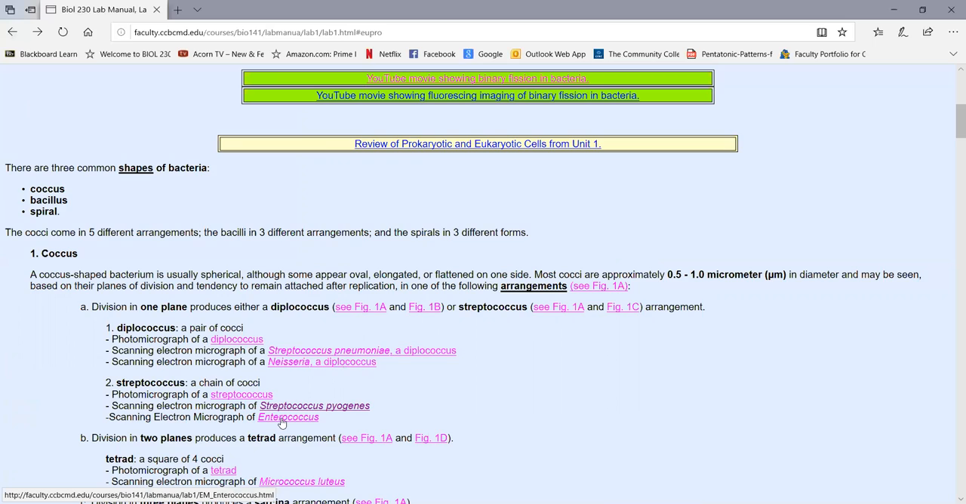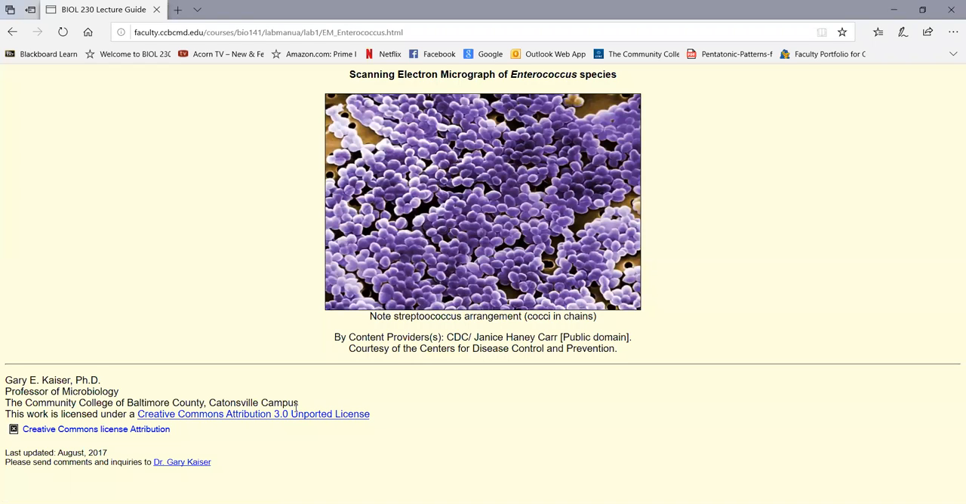And in lab 14, we'll be looking at streptococci that live in the intestines, and they belong to the genus Enterococcus, but they have a streptococcus arrangement. And again, you see a lot of chains here. They're kind of in mass here. So you do see some little clusters in that too, but you do see predominantly chains.